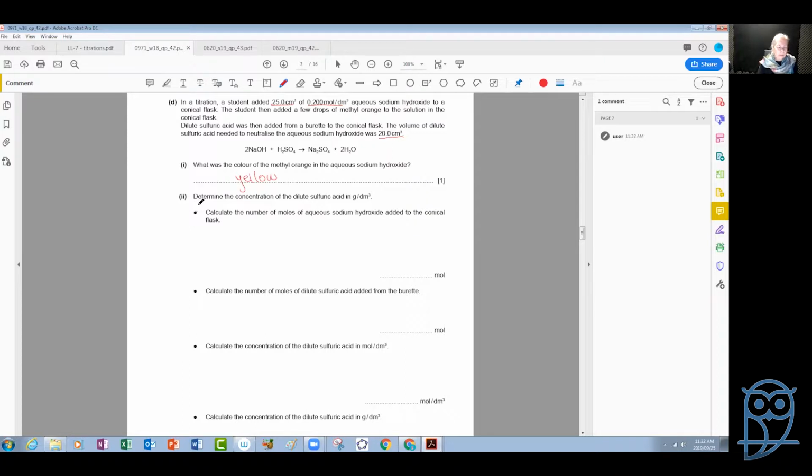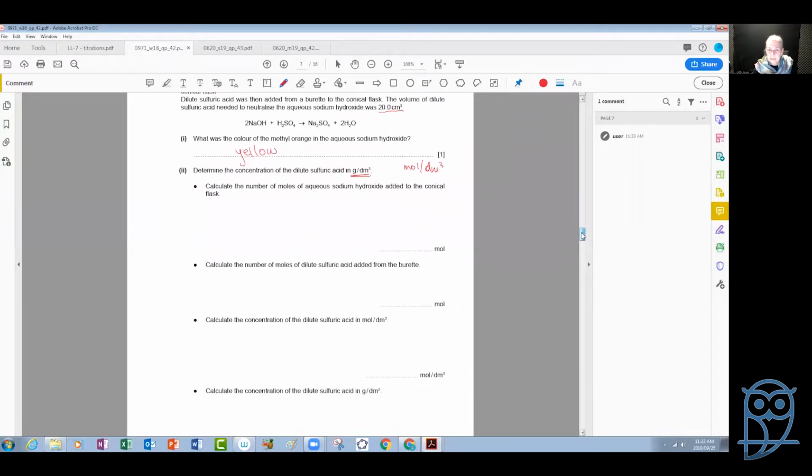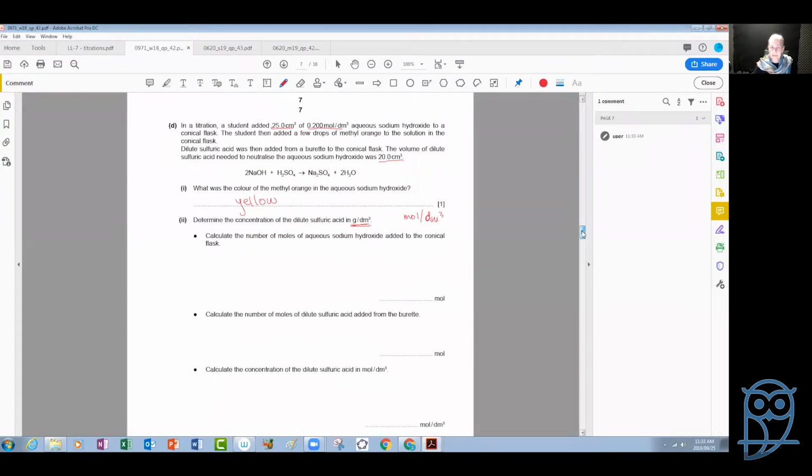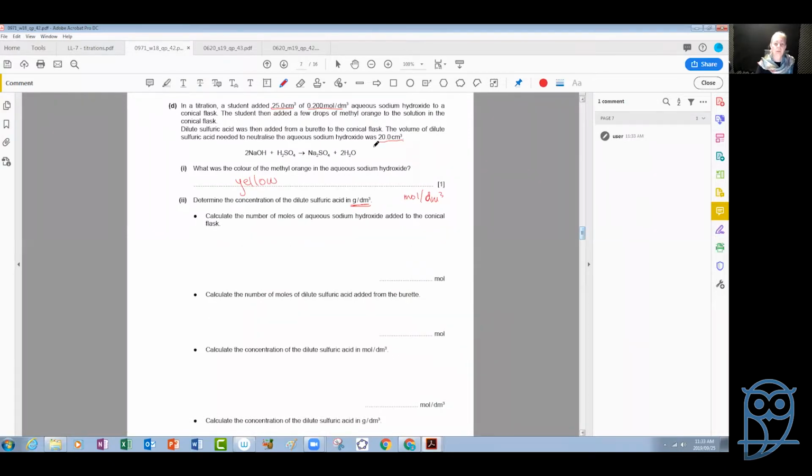The next question says, determine the concentration of the dilute sulfuric acid in grams per cubic decimeter. So you see, they ask us to find the concentration, not in moles per cubic decimeter, as is the most common request in this problem, but in grams per cubic decimeter. And actually, that is the reason why I chose this problem, because we need to have one example where we find the concentration in grams per cubic decimeter.